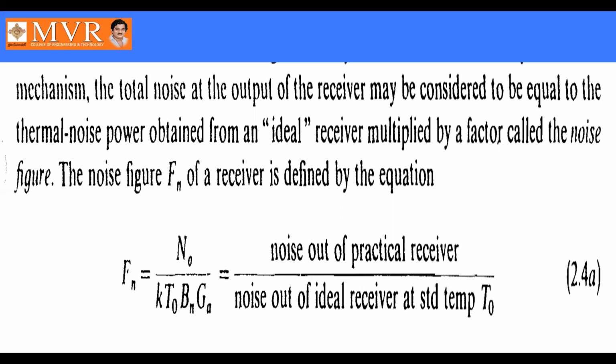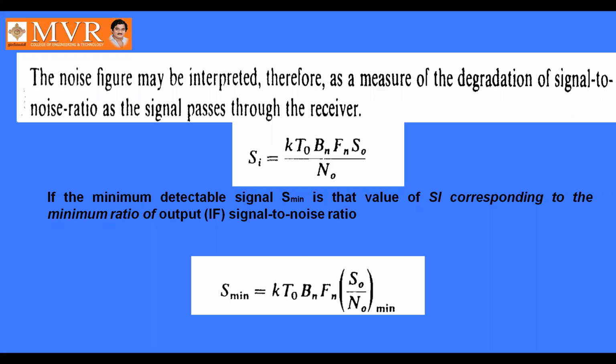So the standard temperature T0, we already know that value is 290 Kelvin. After that, this noise figure we have as a measure of the degradation of the signal to noise ratio as the signal passes through the receiver. So that is Si equals K into T0 into Bn into Fn into S0 divided by N0.